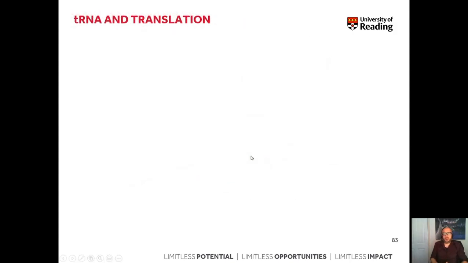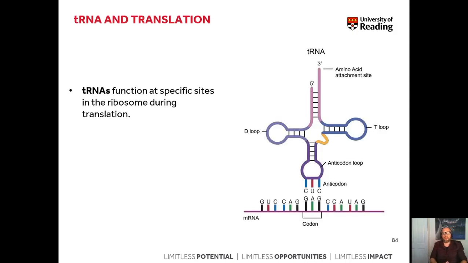So let us have a look at the role and impact of tRNAs on the translation. tRNAs function at specific sites in the ribosome during translation. What you can see here is a schematic view of a tRNA molecule. Again, similar to other nucleic acids, tRNAs are polar, so we have a 3' end and also a 5' end. In addition to those two ends, another important feature of a tRNA molecule is the anticodon, and the anticodon binds to the codons on the mRNA in a complementary way.